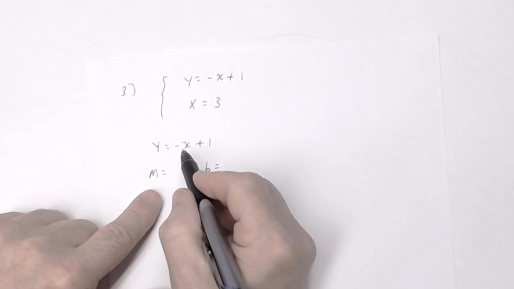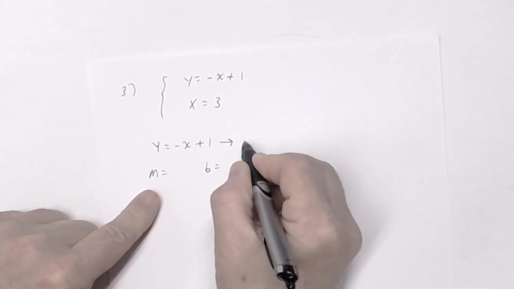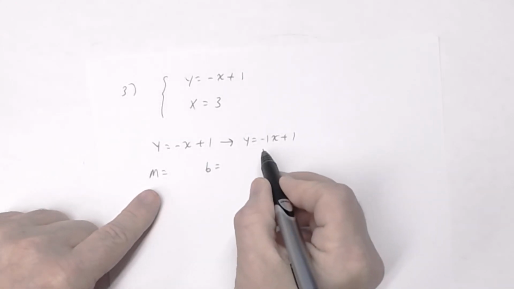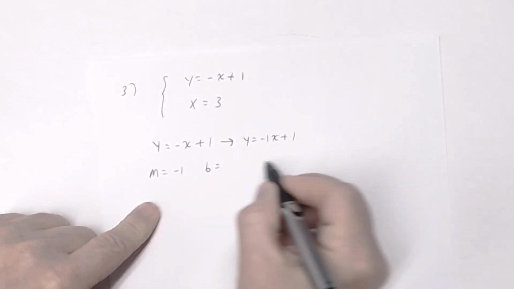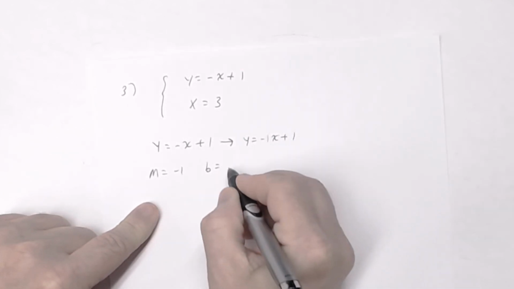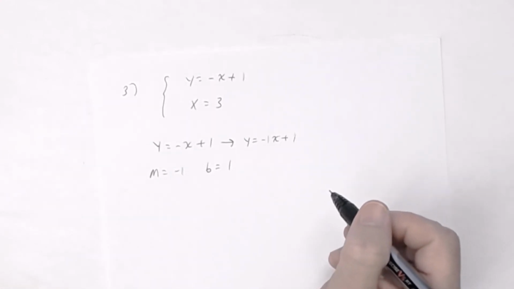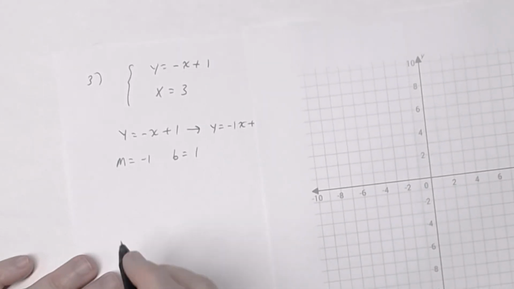So my slope is the coefficient of x. Notice that I can also rewrite this as y equals negative 1x plus 1, right? And so the slope then is negative 1, and my y-intercept is a positive 1. All right, so let's go ahead and graph that line. So my slope's negative 1, my y-intercept is 1.